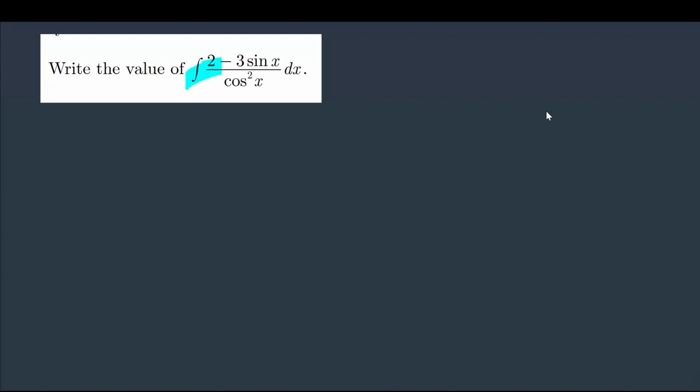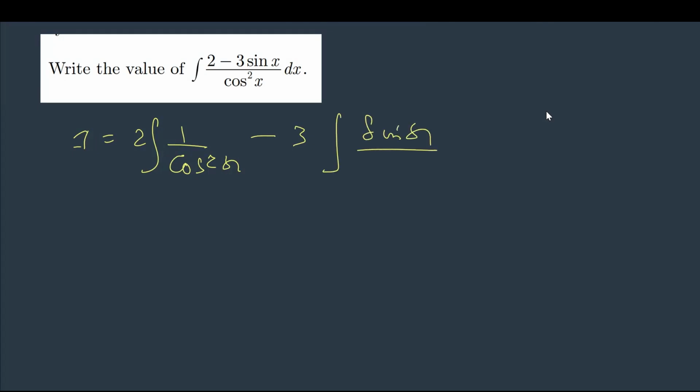In the next question, we have to find the value of this. Now, we will not be using substitution, as you know that if I take cos x as t, this is going to be dx, which is not in the form of product. So instead, we will be splitting this. Let's say if I split, I is equal to 2 times secant square x. So I can write 2 outside, that's better. 1 over cos square. Let me show you in one more step. This is cos square x, and minus 3 times sin x over cos square x dx.